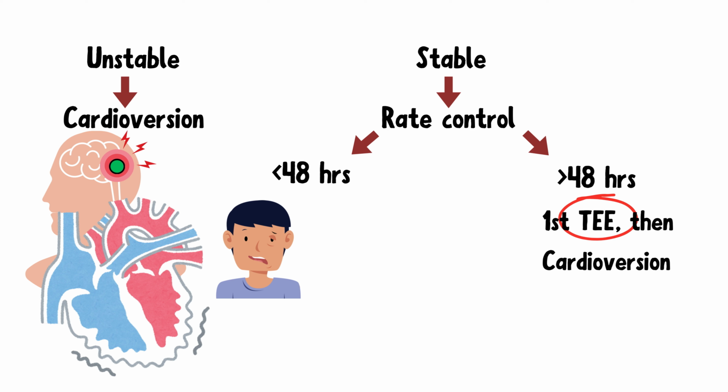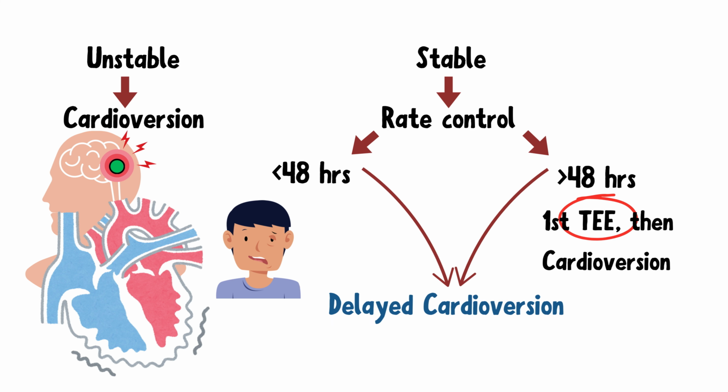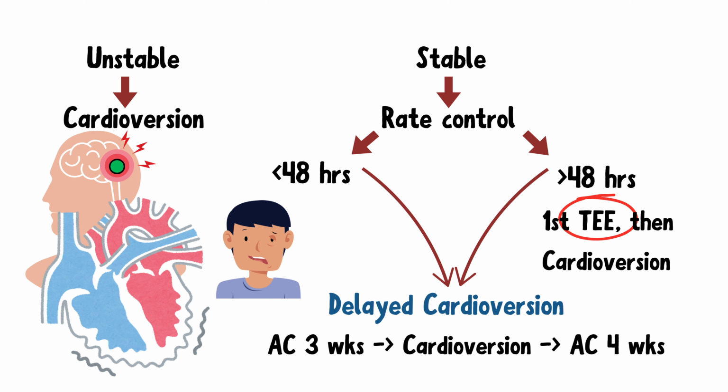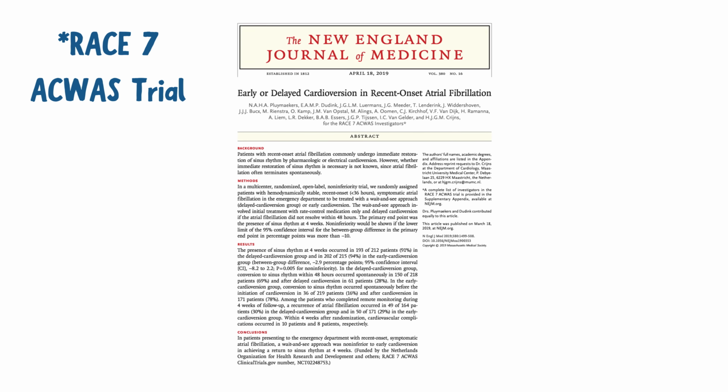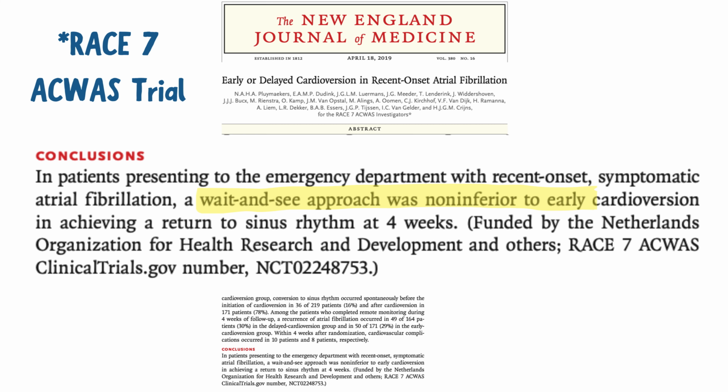For both these patient categories, however, you can also do a delayed cardioversion where you put the patient on anticoagulation for 3 weeks, then do cardioversion and give anticoagulation again for 4 weeks. The RACE-7 ACWAS trial, which was done in 2019, has shown that delayed cardioversion is not inferior to immediate cardioversion in achieving normal sinus rhythm at 4 weeks. So delayed cardioversion is also a good option.